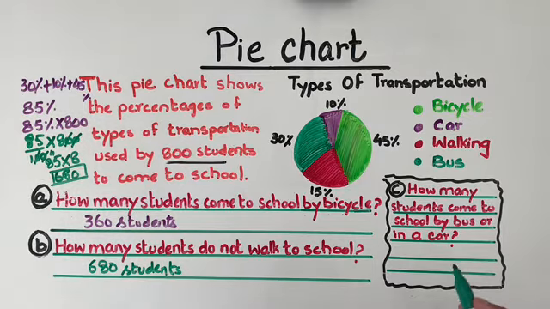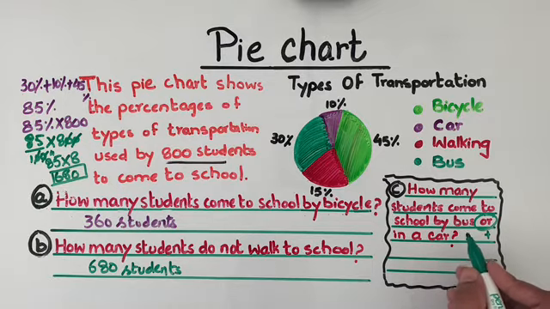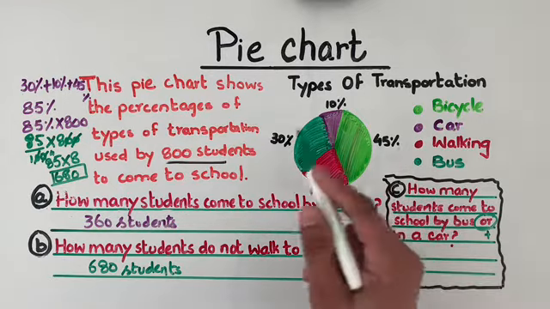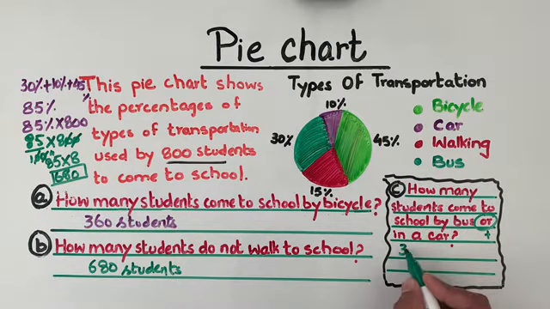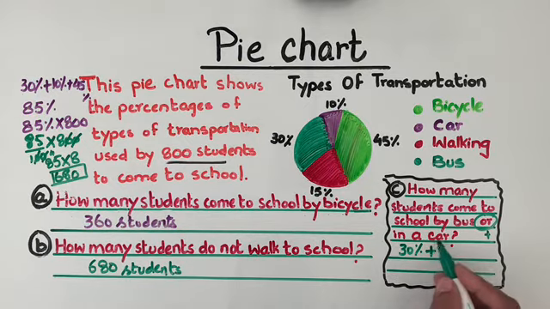Move on to our last question related to this pie chart. How many students come to school by bus or in a car? Or sign means we're going to add. The students come to school by bus or by car. So how many students come to school by bus? No, it's 30%. 30% students come to school by bus. How many students come to school by car? 10%. 10% students come to school by car.